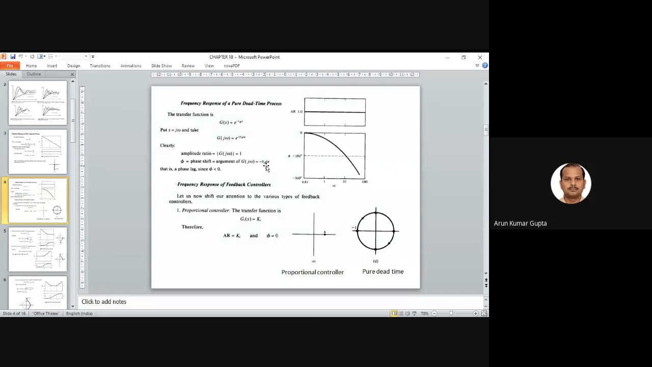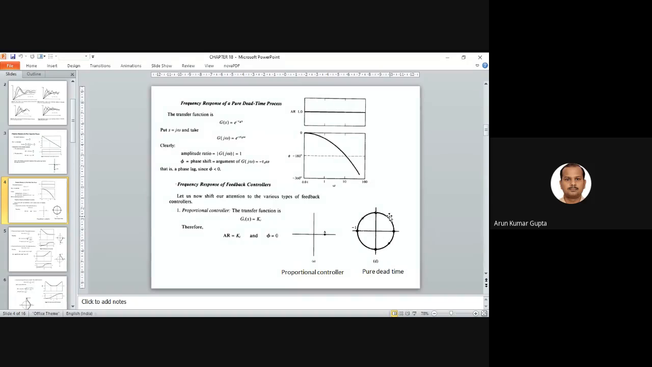So the phase angle will vary. What about the amplitude ratio? This will always be 1, because this is e to the power of some function, that is, cos theta plus j sine theta, so its magnitude will always be 1.